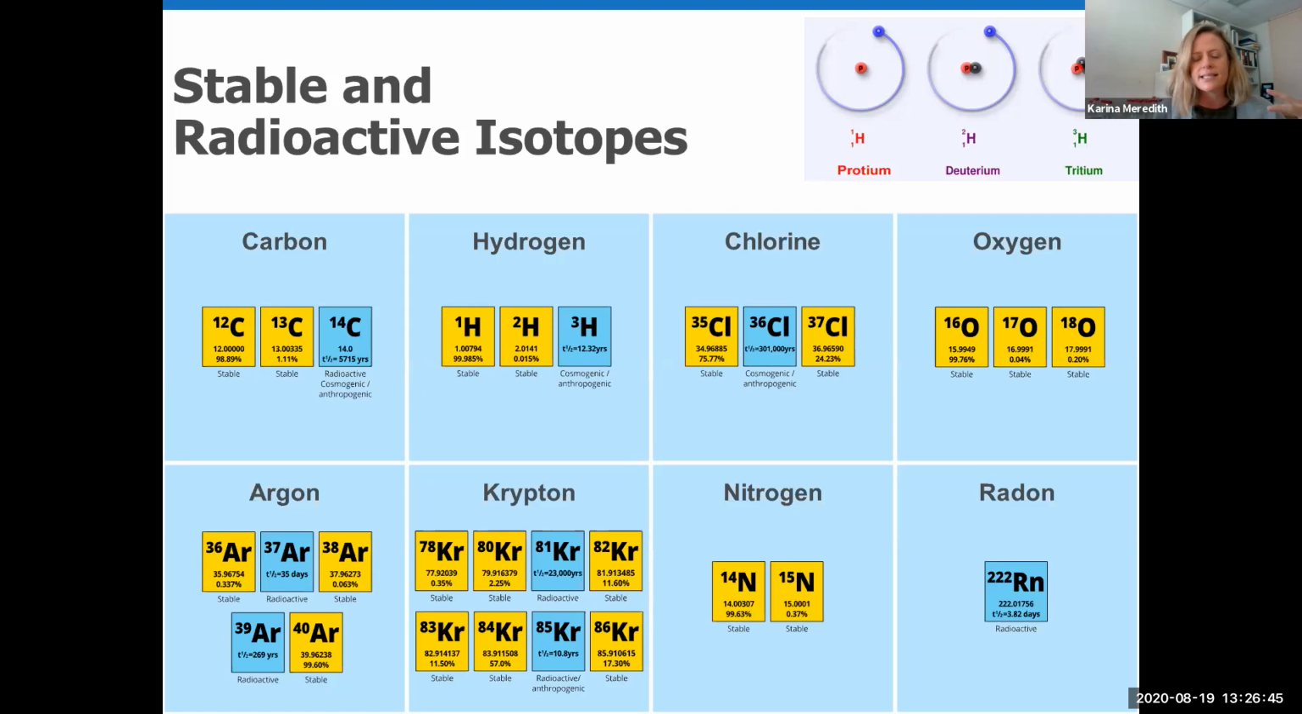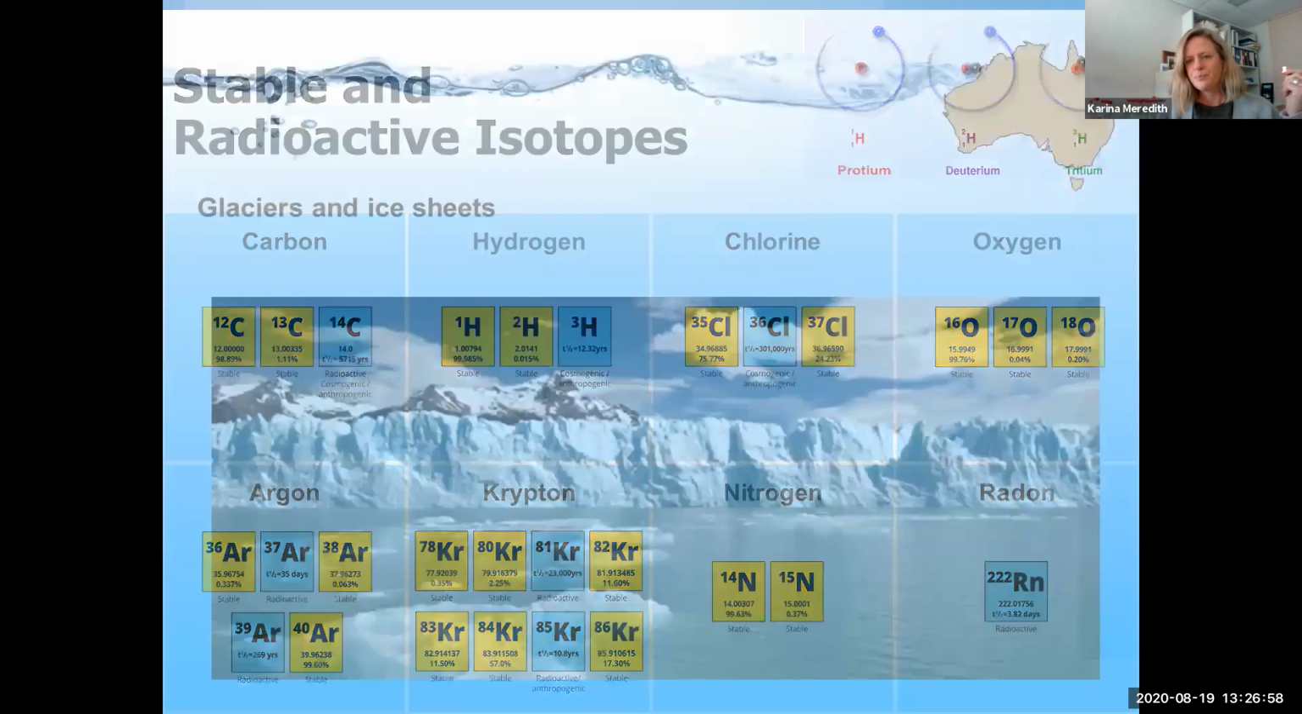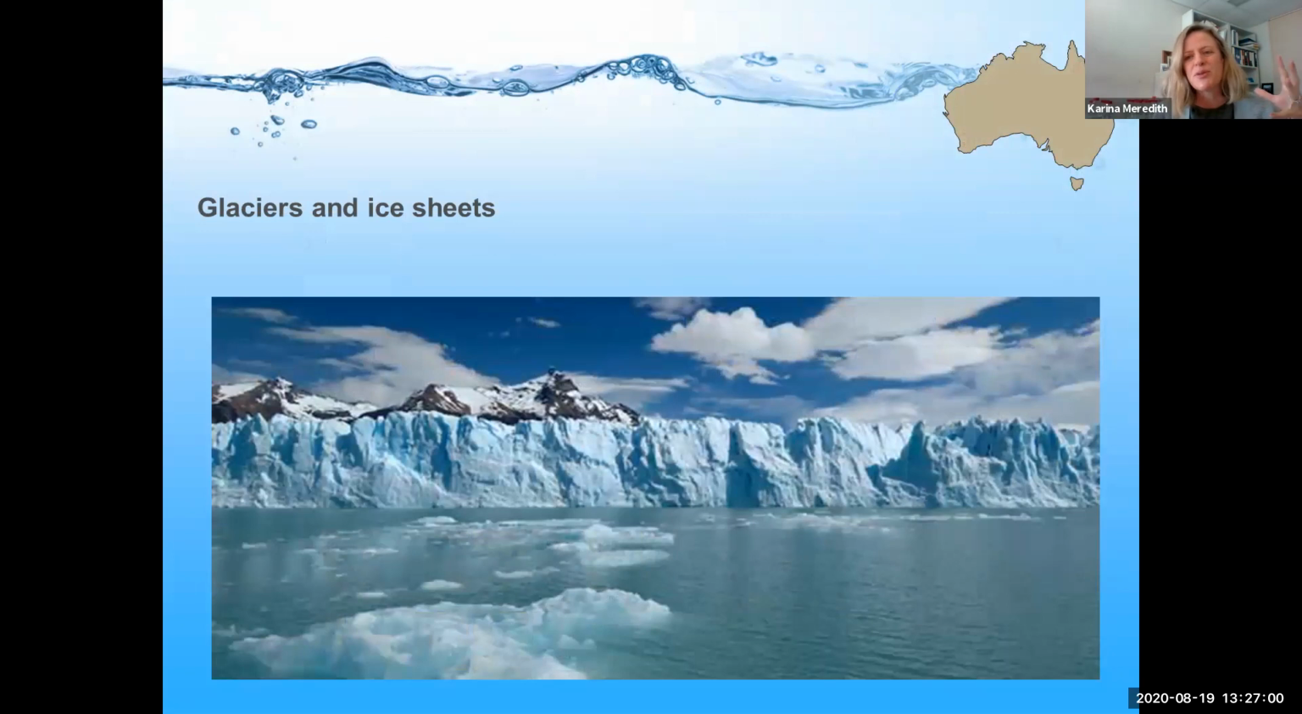We also access things like some of the noble gases. We look at the isotopes of those particular elements as well. They can be quite useful for looking at ice cores. So I'm just going to give a little bit of a broad brush summary of some of the research outputs that we undertake here at ANSTO.